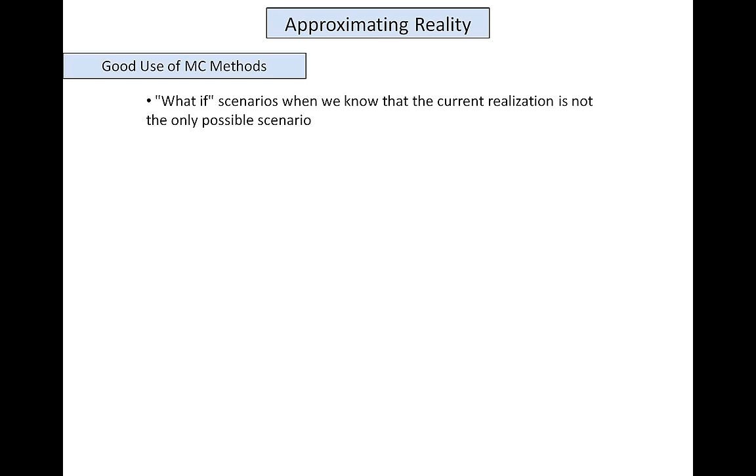That is, if I wake up in the morning and decide to have cereal for breakfast, I know that I may not always have cereal for breakfast. I could have oatmeal, I could have some scrambled eggs, I could have some bacon. There could be multiple different things. And Monte Carlo methods are really good for when we know that what we observe right now isn't the only actual result. There could be other results out there, and that's where they really shine.